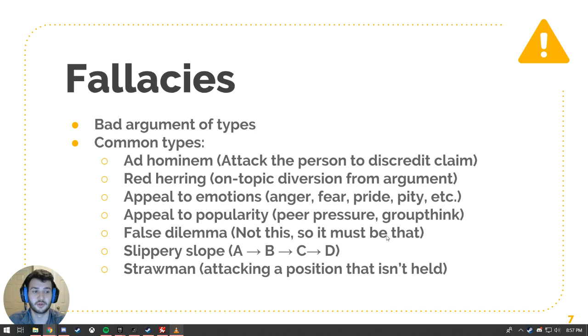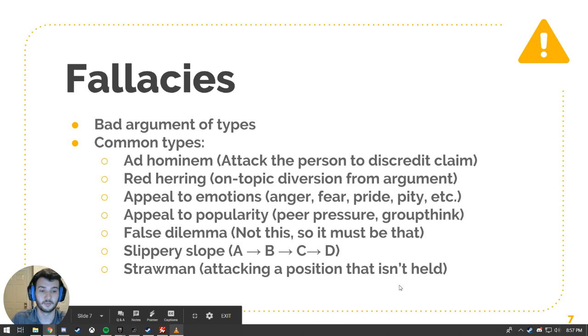Appeal to popularity, which is peer pressure and groupthink. False dilemma, it's not this, so it must be that. If it's not A, it's B. Dilemmas can be valid arguments, but if there are more than two options, then it's a false dilemma. So that's what you have to investigate: how many options are actually available compared to the ones laid out in the argument. Slippery slope is when you start from a small step with A to B, and then you move on to C, and then eventually D, which is completely separate from A and a total disaster in comparison.